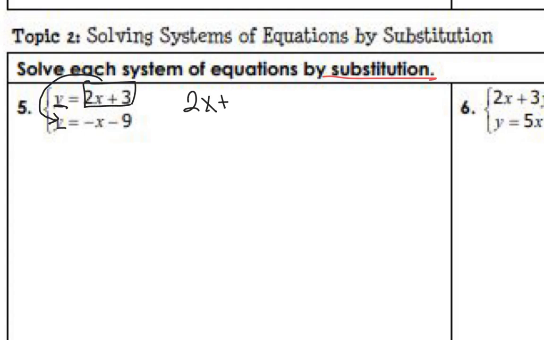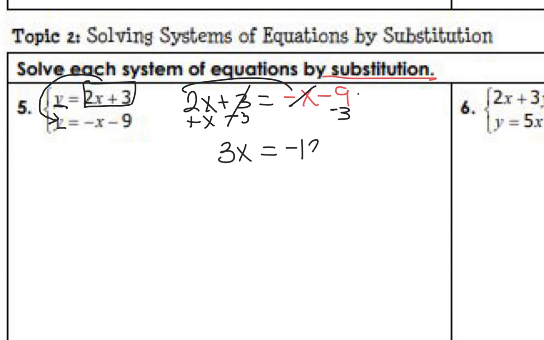So 2x plus 3 equals, my other part of my equation was that. So we're going to bring this over and add x, and we're going to take the 3 and put it to the other side. So this cancels. So I have 3x equals, this is gone, negative 9 minus 3 is negative 12. Divide by 3, x is negative 4.